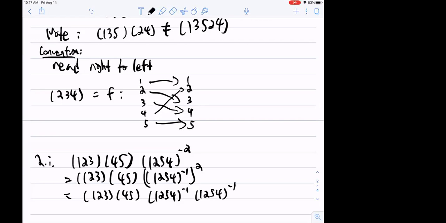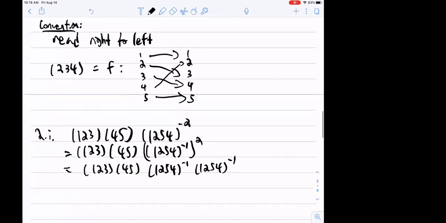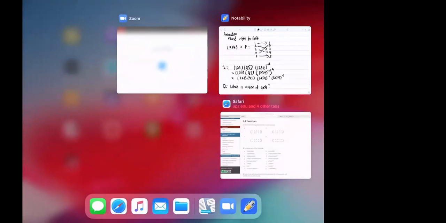So question, what is the inverse of a cycle? Any ideas?